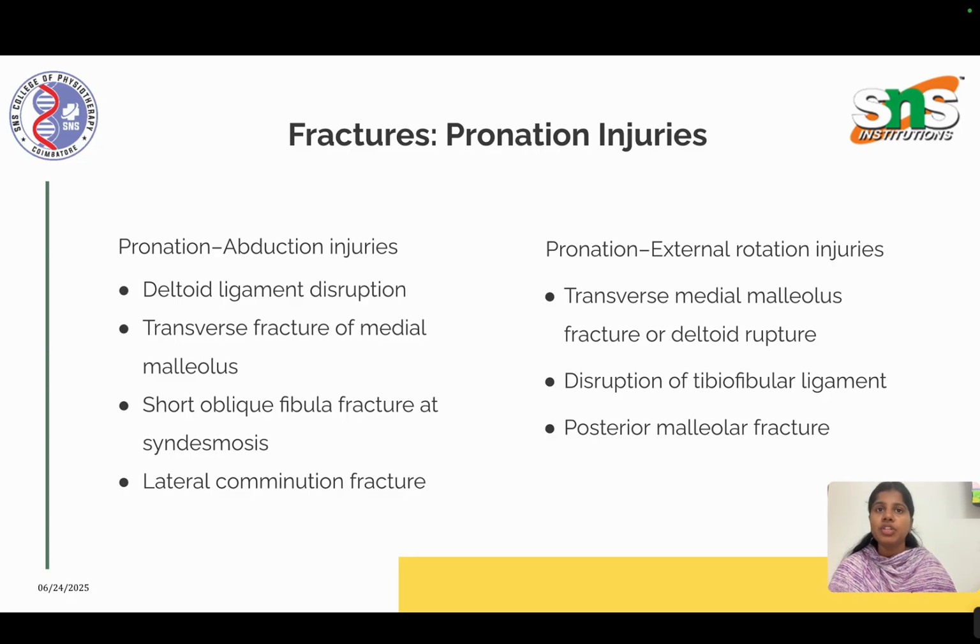Generally, pronation means the foot turns outward and downward. In a pronation abduction injury, it breaks the malleolus, that is the medial malleolus. It may crush the fibula and disrupt the ligaments around the ankle.